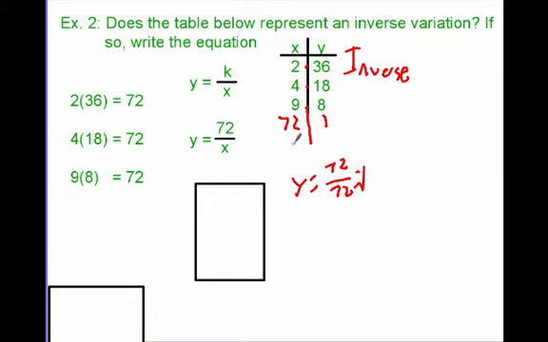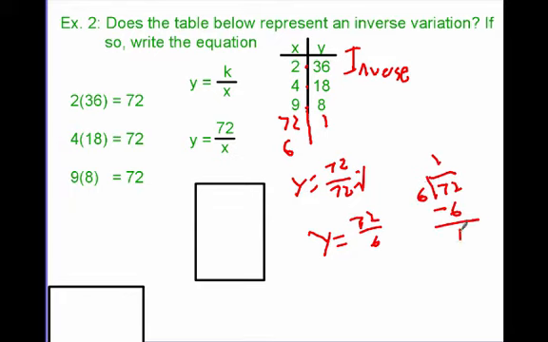If I, for example, said, what if x was 6? Well, then y equals 72 divided by 6. I don't know what that is off the top of my head. 72 divided by 6. Oh, it's 12. So y would equal 12. 6 times 12 gives me 72. So we can use the equation, once we have it, to find missing values.